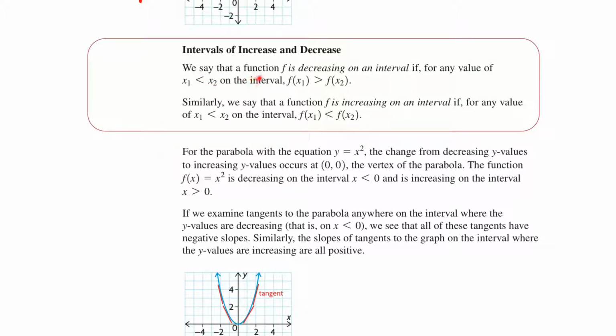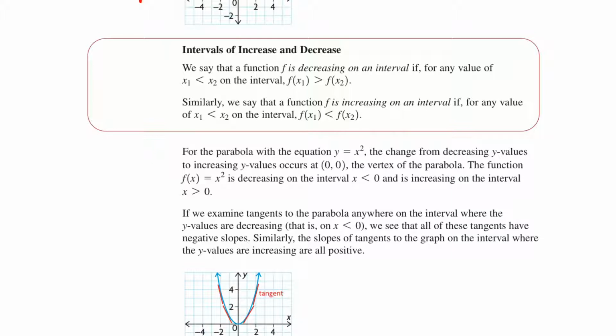We say a function f is decreasing on an interval if for any value of x1 less than x2 on the interval, f of x1 is greater than f of x2. Similarly, we say that a function f is increasing on an interval if for any value of x1 less than x2 on the interval, f of x1 is less than f of x2.